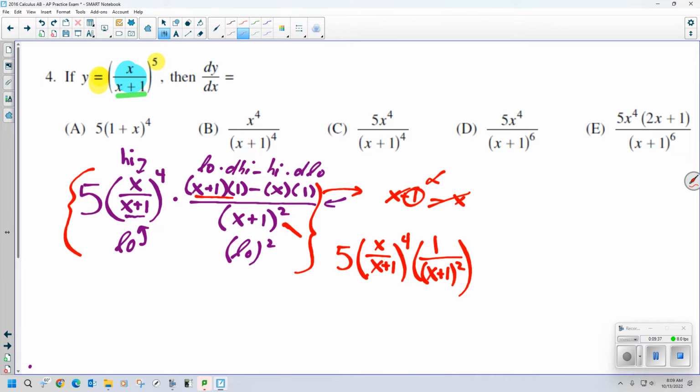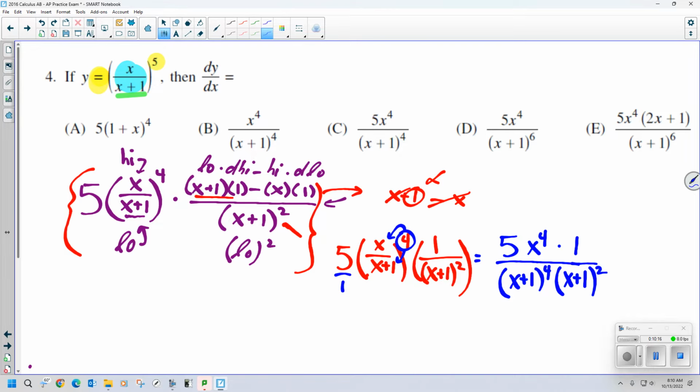Obviously, the denominator, it's making one fraction. So let's make one fraction here. My rules of fractions with exponents mean this 4 gets applied to both the numerator and denominator. So I have 5 in the top, because that's really like 5 over 1. We have x to the 4th on top. On the bottom, I have x plus 1 to the 4th as well, because the exponent of 4 gets applied to both the top and bottom. And then we have times 1, and then we have x plus 1 squared.